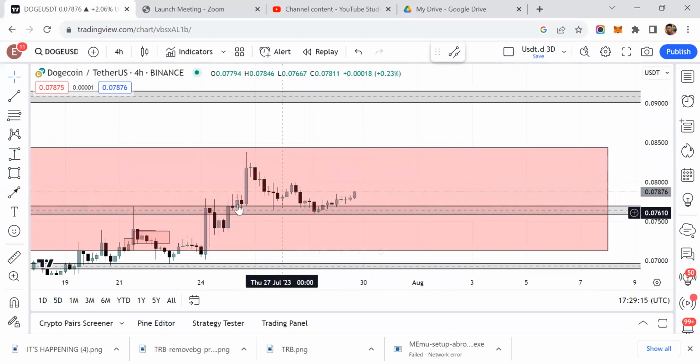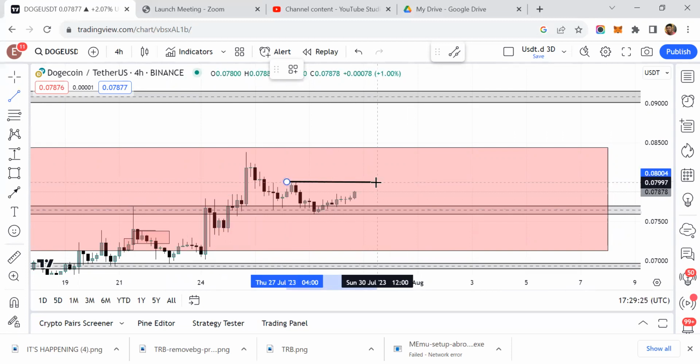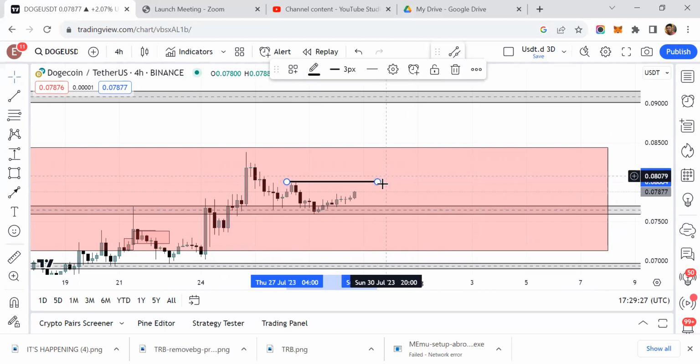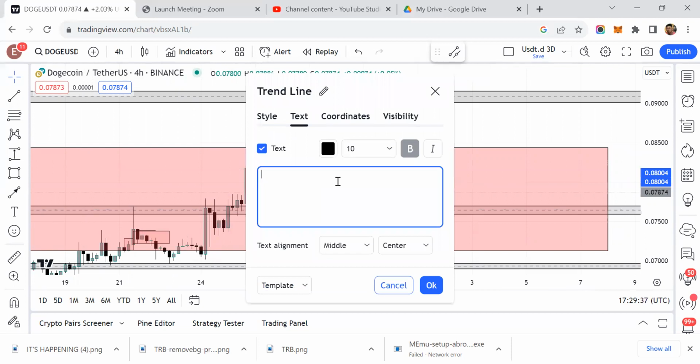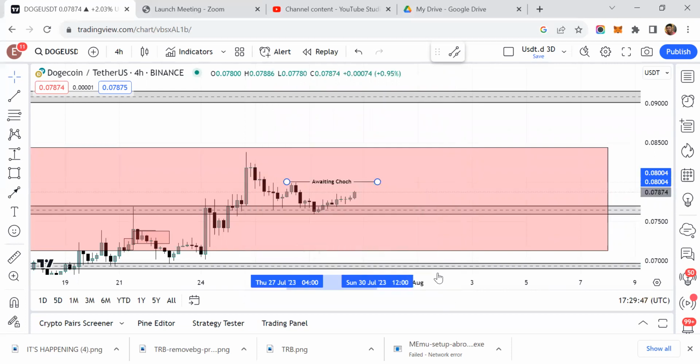So I personally would want this particular high to be taken out first. I want this high to be taken out. This will give me a confirmation that this is a change of character. It's too thick. Let me just make it a little bit thinner. So I'm going to name this my awaiting chalk, and I'm going to just leave it like so.